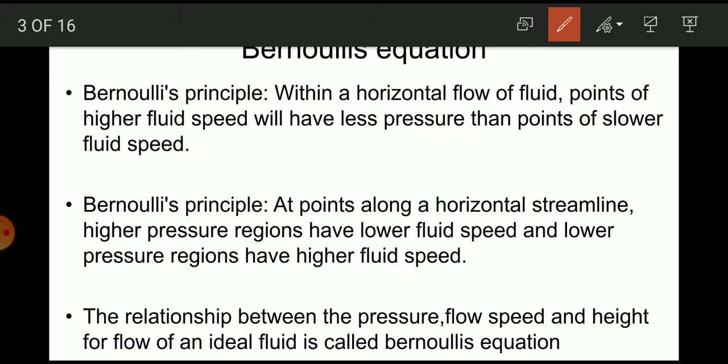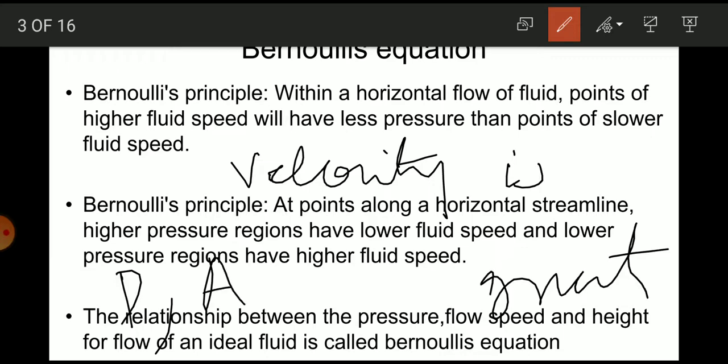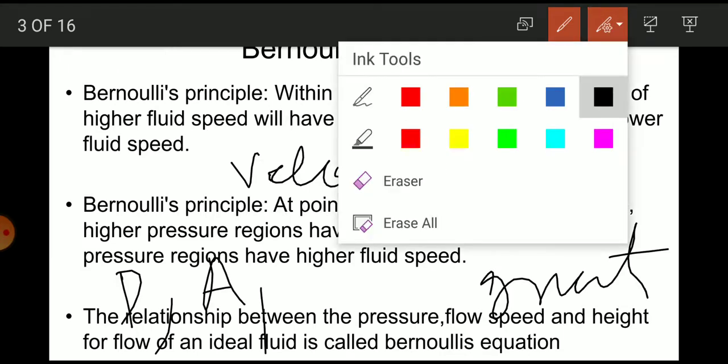So Bernoulli equation states that within a horizontal flow of fluid, points of higher fluid speed will have less pressure than points of slower fluid speed. Where velocity is more, pressure will be less. Where velocity is greater, there pressure will be less, area will be less. This is Bernoulli equation.